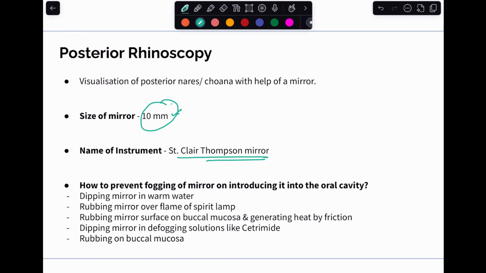When you're performing posterior rhinoscopy with the help of this mirror, one thing that you need to be aware about is the moment you introduce it into the oral cavity of the patient, you'll see that the mirror starts fogging. So what are some ways that you can prevent fogging of the mirror?